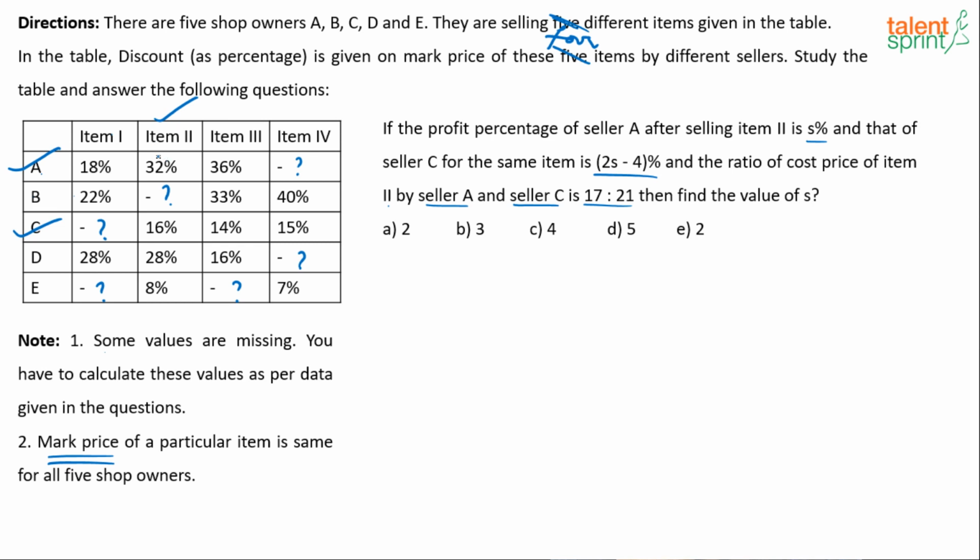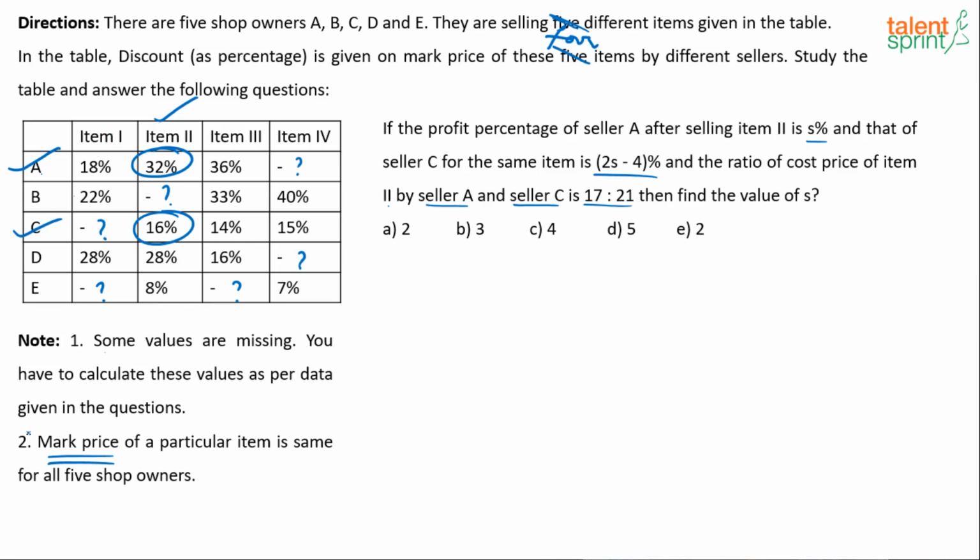So basically the percentages are 32 and 16. Now what do we know? The discount on item 2 by seller A is 32%, the discount on item 2 by seller C is 16%. The profit on item 2 by seller A is S%, and by seller C is 2S minus 4%, and the cost price of item 2 by seller A and seller C is in the ratio of 17:21. Then find the value of S.